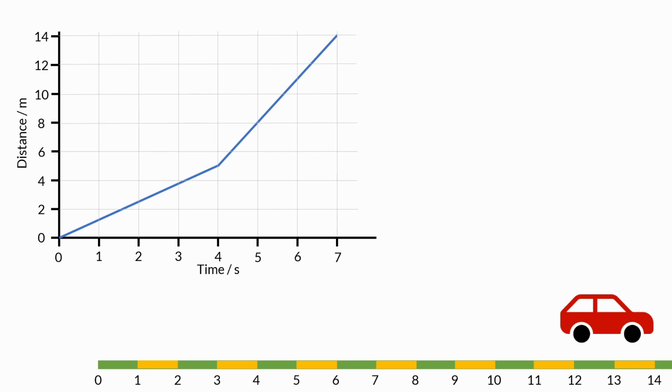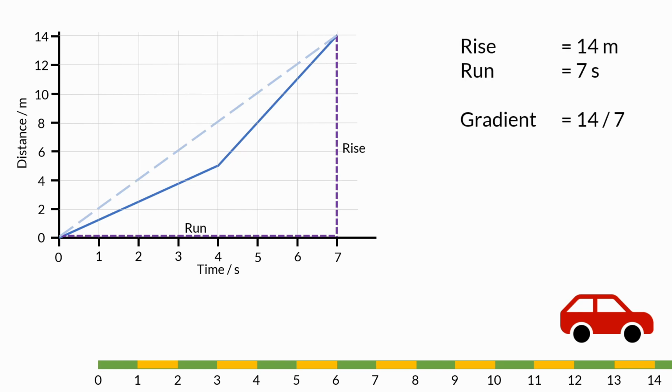Now, if we looked at just the final distances and times, we would see that the car had travelled a distance of 14 meters. That would be our rise. And our run, the time taken, would be 7 seconds. And if we found a gradient for that, 14 over 7 equals 2 meters per second.